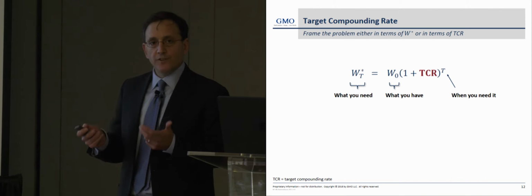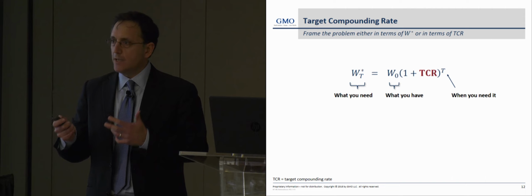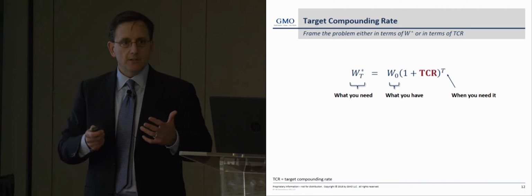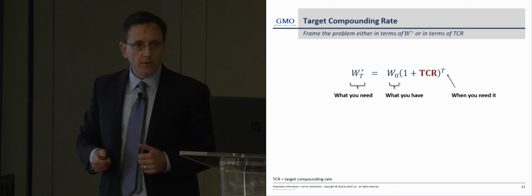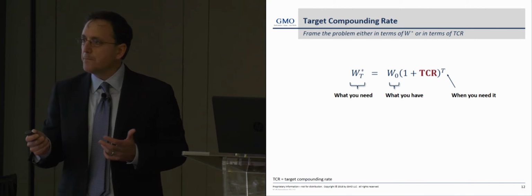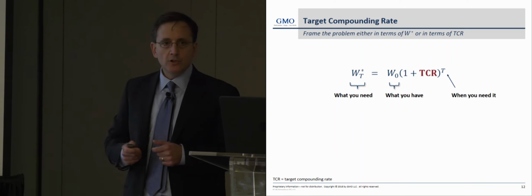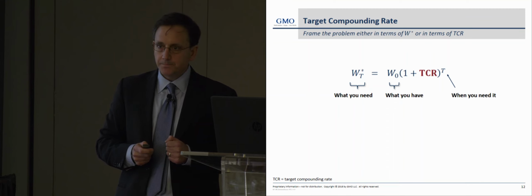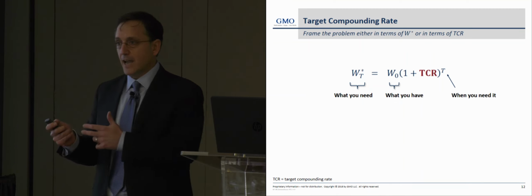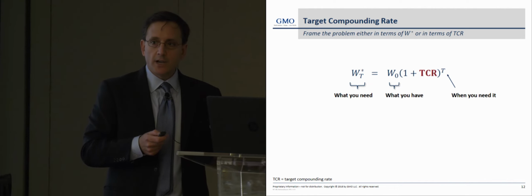Now, some problems are very naturally framed in terms of dollars and cents. Saving for retirement is naturally framed in dollars and cents. I'm going to save X amount of money per year. I want $650,000 when I retire. That's a dollars and cents problem, but we can turn that problem into an equivalent and implied target compounding rate problem. Other problems, like the endowment or foundation problem, are more naturally framed in terms of a target compounding rate.